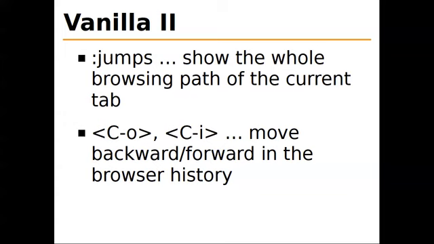So the second nice thing you can use in Vim are jumps. It shows the path you take when you're clicking links, so you can see where you have been, and it's very nice if you just want to go back and see the history there. Of course, you can also press Ctrl O and Ctrl I, and then you can just move backward or forward.